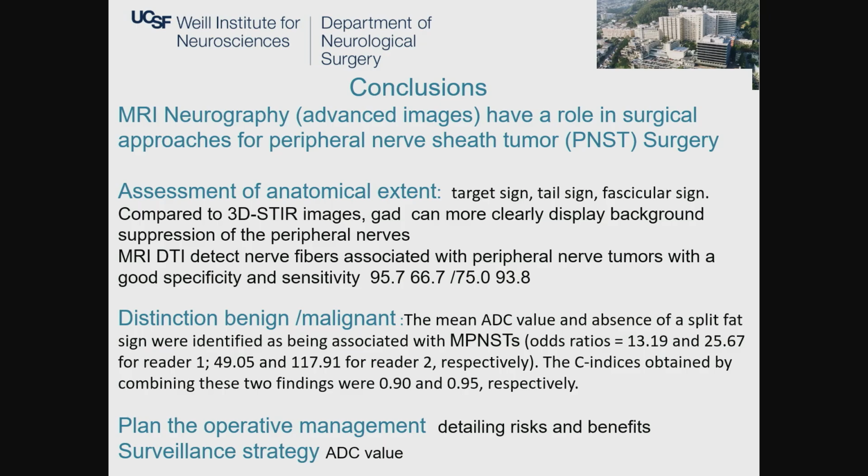So in conclusion, I think the MRI neurography is really helpful. The most important thing is to assess the anatomical extent, distinguish between benign and malignant, and plan the operative management and surveillance strategy with the ADC value. But the most important thing is to talk with the neuroradiologist and make sure that you get what you need and that you keep improving from that.